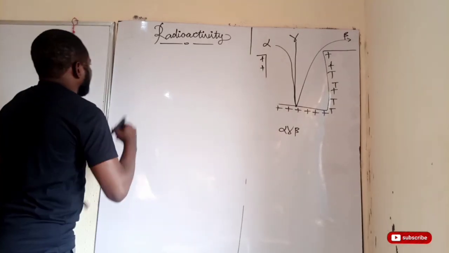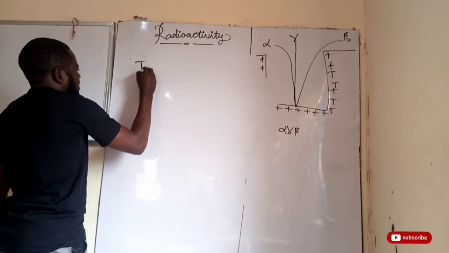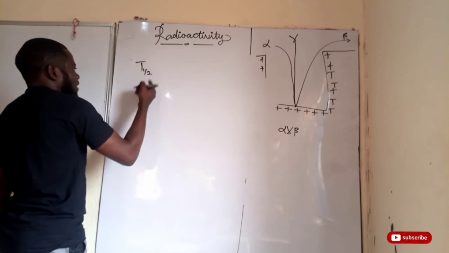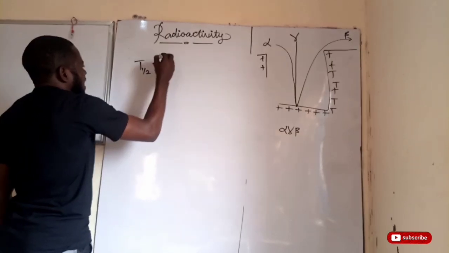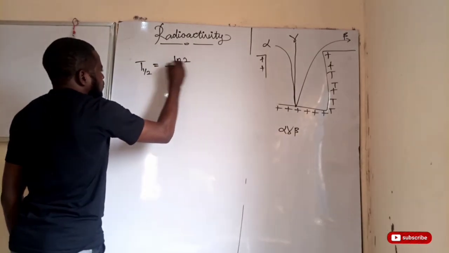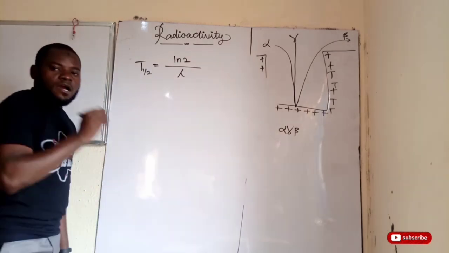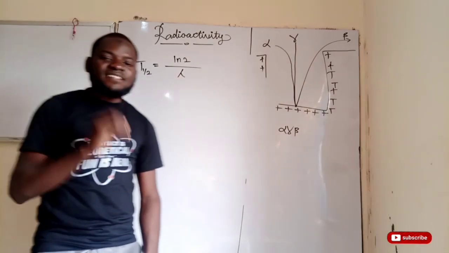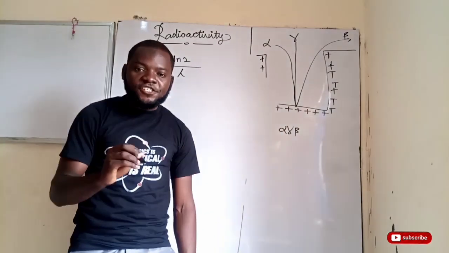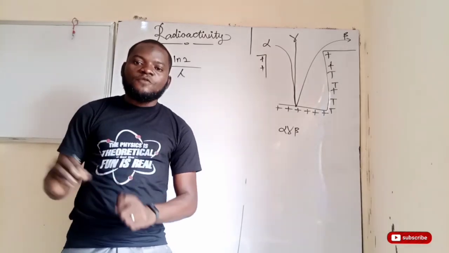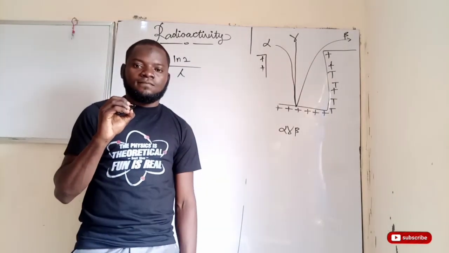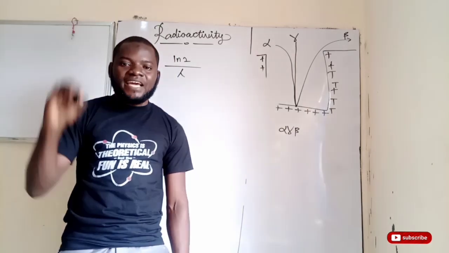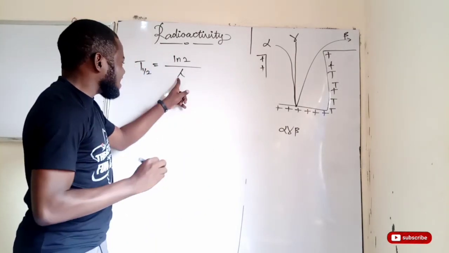When you talk about the half-life of a substance, it's given as T sub 1 over 2. It can be small letter t or capital letter T. It's given as ln 2 divided by the decay constant. The decay constant is the rate at which an atom disintegrates per second.